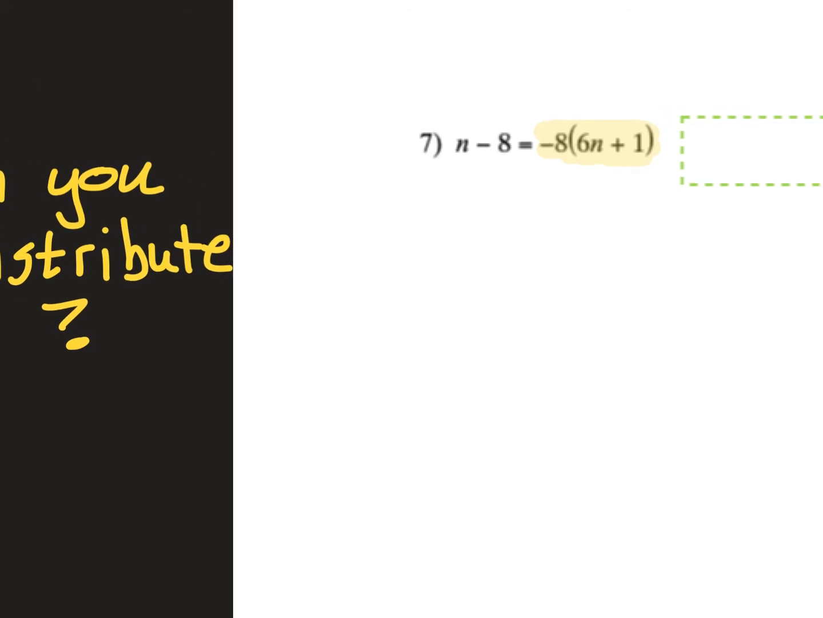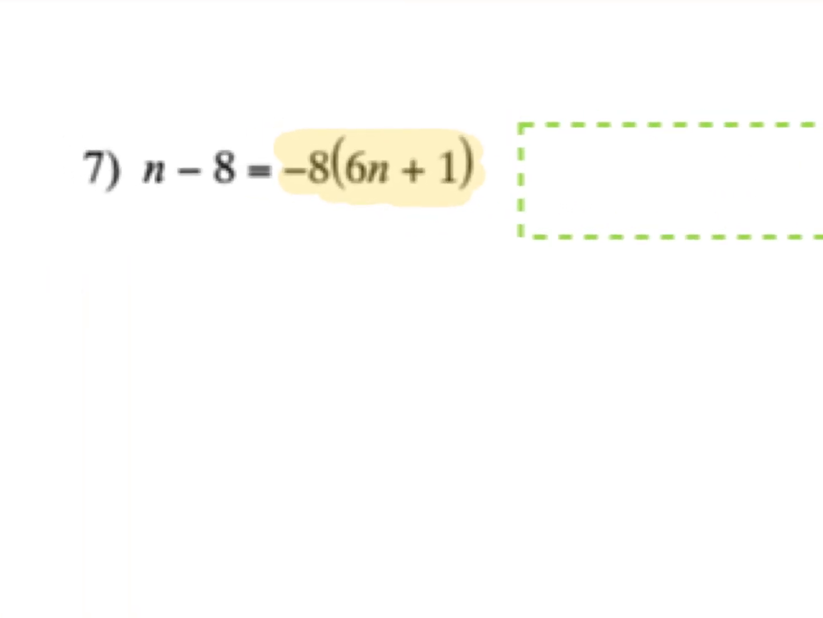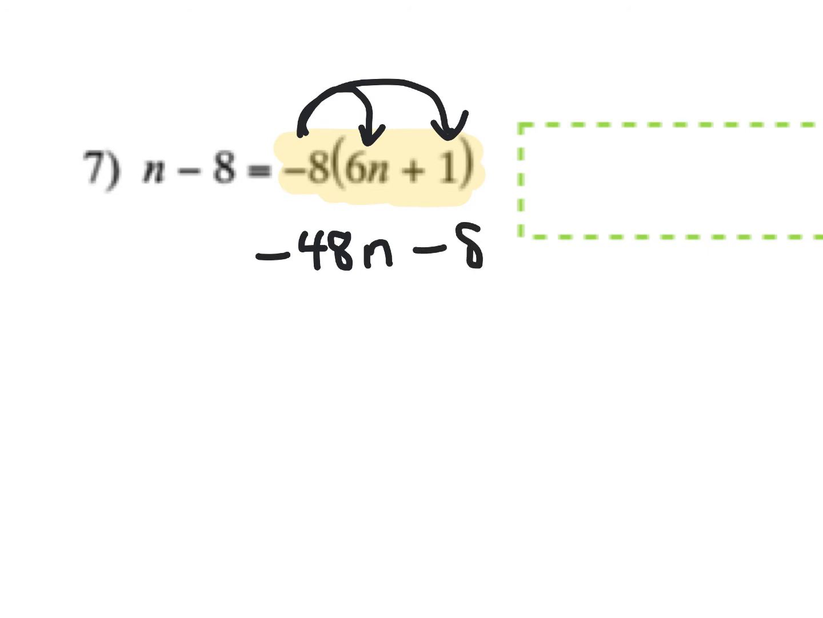I'm going to distribute. So I'm going to take the -8, multiply it by 6n, so that gets me -48n. Then I'll do -8 and multiply it by +1, and that gets me a -8. So I've just done the first part, I did my distributive property. I'm going to go ahead and draw a line down the middle of my equal sign.